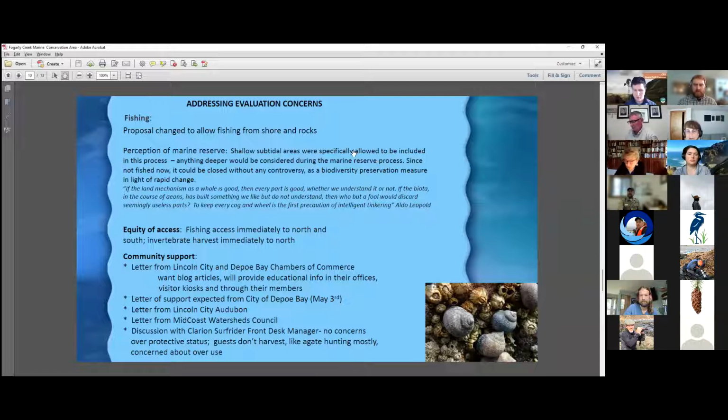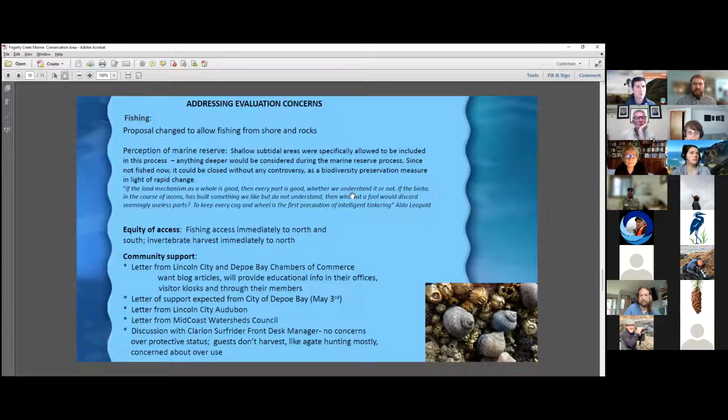And I don't know if rockfish or other fish that are fished have a role like this, but I just go back to the Aldo Leopold quote. He's talking about land mechanisms, but it's easily sea mechanism. If the land mechanism as a whole is good, then every part is good, whether we understand it or not. If the biota in the course of eons has built something we like but do not understand, then who but a fool would discard seemingly useless parts? To keep every cog and wheel is the first precaution of intelligent tinkering. That was Sand County Almanac and other things where he wrote that.